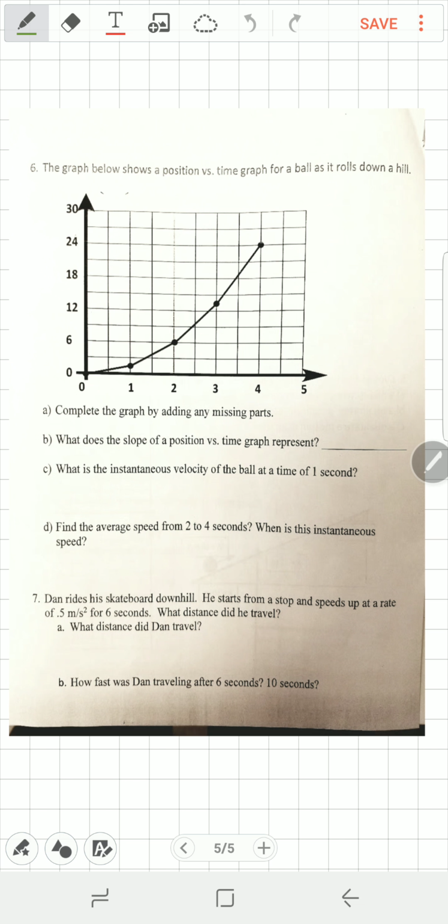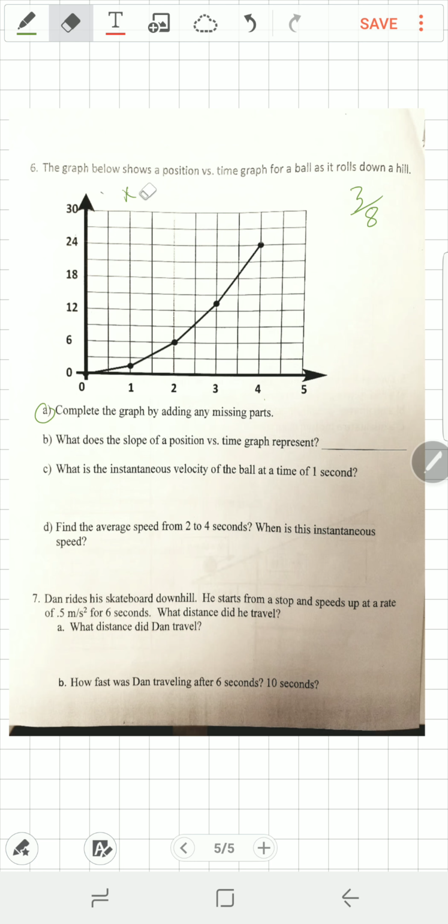The graph below shows a position versus time graph for a ball as it rolls down a hill. So what we need to do first is complete it. So 6a says complete the graph by adding the missing parts. Now there's 8 points to this. So remember, out of the 8, you have your title. Does this have a title? No. Does it have labels and units? No and no. Does it have your scale? Yes, and your plot. So it has only 3 out of your 8. You're going to have to put in the other 5. So let's get cracking on putting in the other 5.